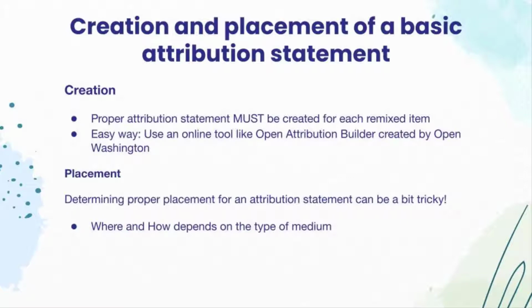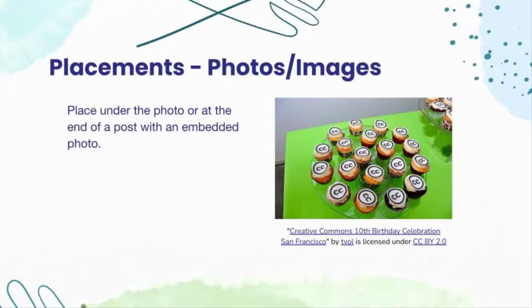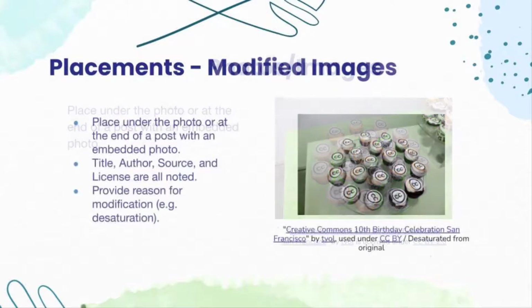Determining proper placement for an attribution statement can be a bit tricky. Where and how depends on the type of medium. Let's review some examples. Attribution for photos and images should be placed under the photo or at the end of a post with an embedded photo. The title, author, source, and license are always noted in an attribution statement. In the case of modified images, provide the reason for modification. As we can see in this example, this photo has been desaturated from the original, and this is described in the attribution statement.